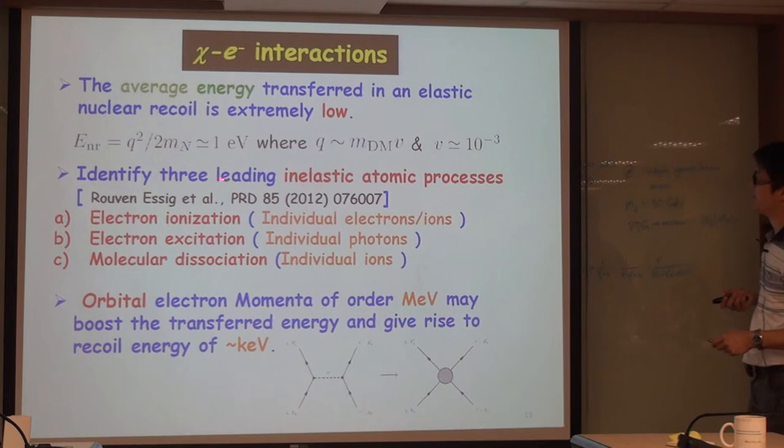people identify these free leading elastic atomic processes, called electron ionization, electron excitation and molecular dissociation, that can be the candidates giving eV-scale energy, and still the detector would get a response. And earlier, people considered that suppose this orbital electron has momentum on the order of MeV scale, now this boosts the transferred energy from 1 eV even to the keV region, which can be detected.